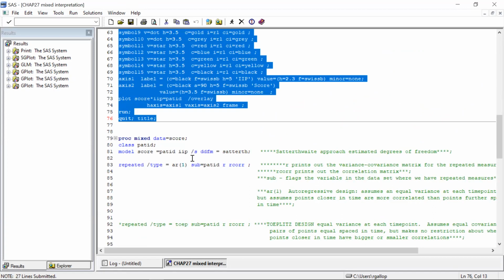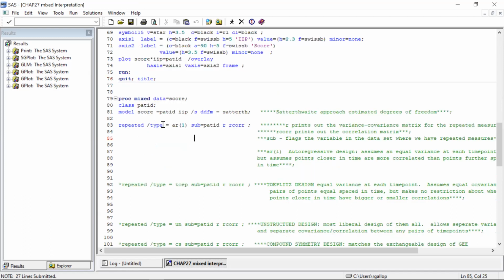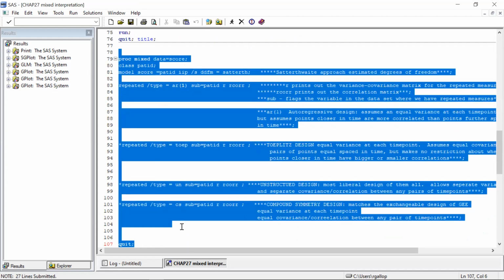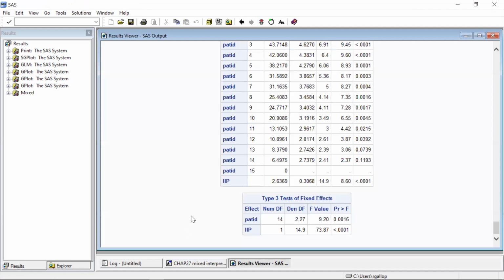Now, usually pad ID is the unit. In this case, the unit is the patient time point. So we'll go right here and fit this. This one's going to fit the autoregressive, and let me show you what the output does. Again, like we saw in chapter 25, we're using the Satterthwaite approximation. So when I go ahead and fit this, here we go.